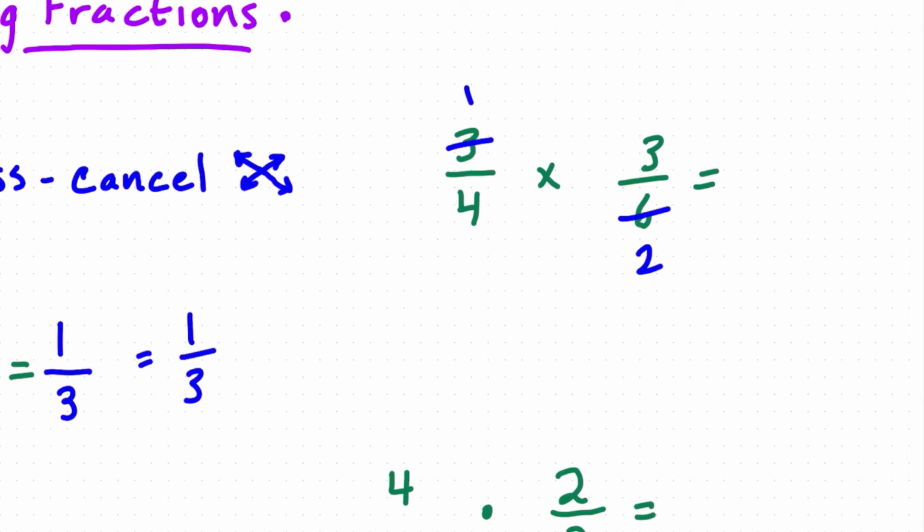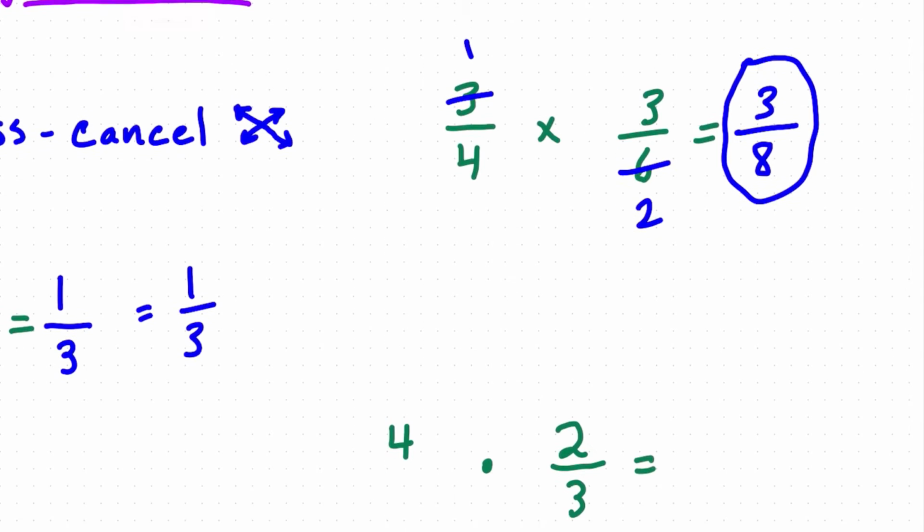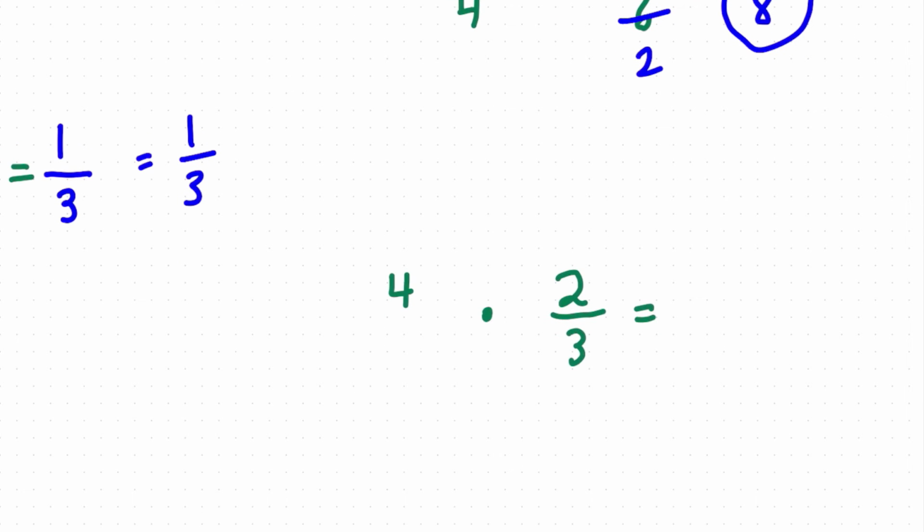So 1 times 3 is 3. 2 times 4 is 8. And that would actually be simplified already, and that would be our answer, 3/8. All right, one more problem we're going to look at, because you're going to see some problems like this.